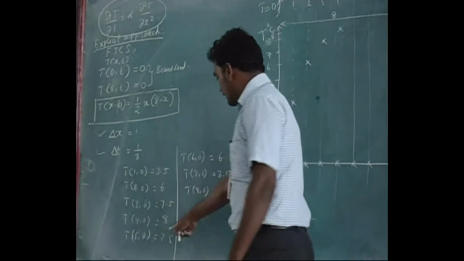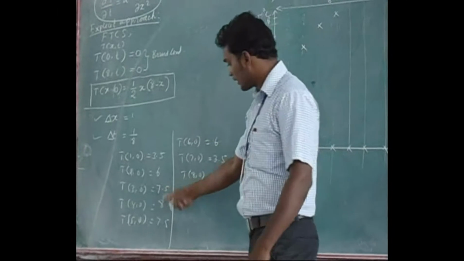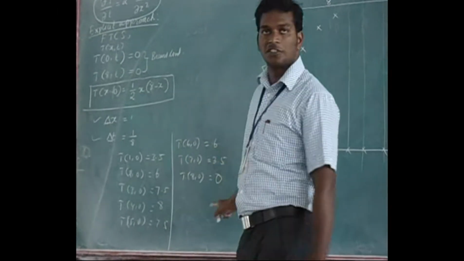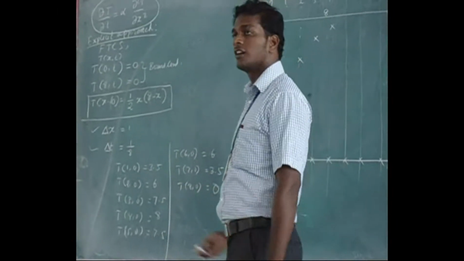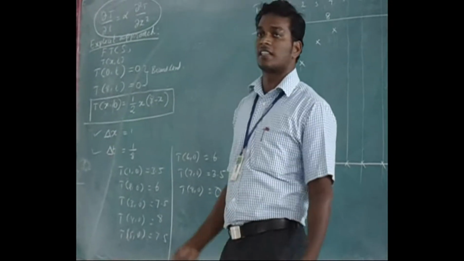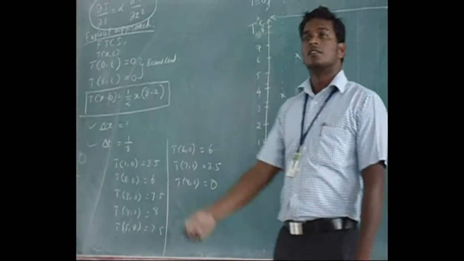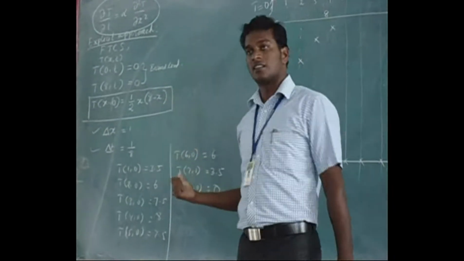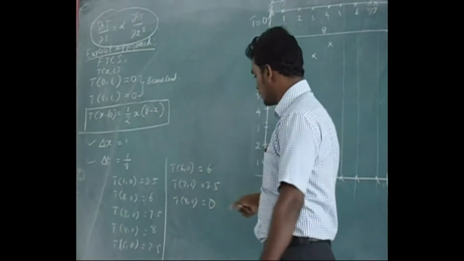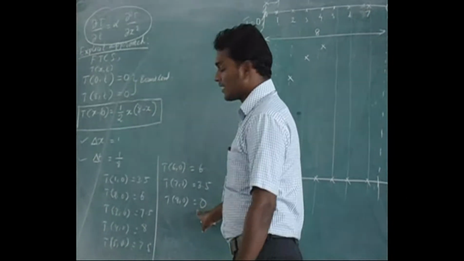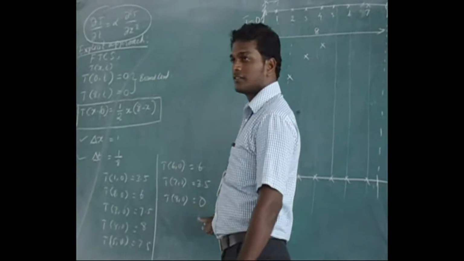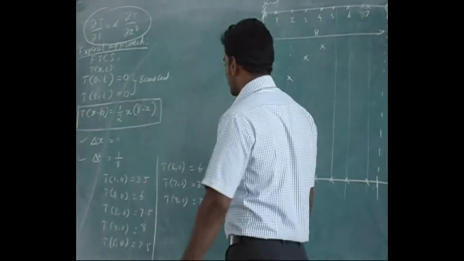And if you look at the answer, it must be a symmetry pattern. Again 7.5, 6, 3.5, 0. So this is also another trick to check whether your boundary condition is satisfied or not. Definitely it comes to the final state as 0. Finally it satisfies our initial condition, because all of it tends to 0.